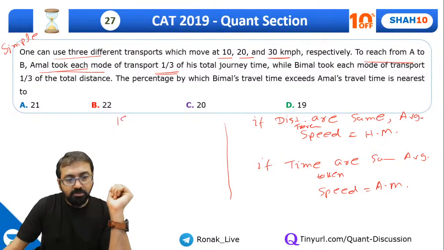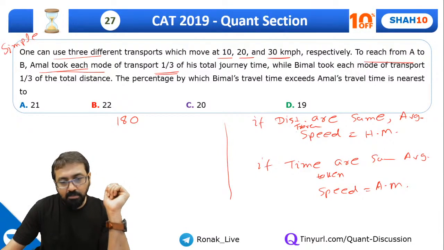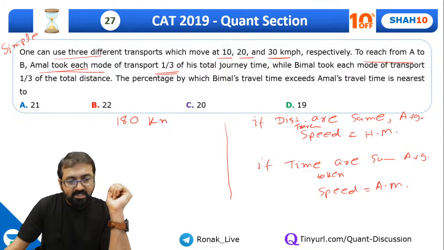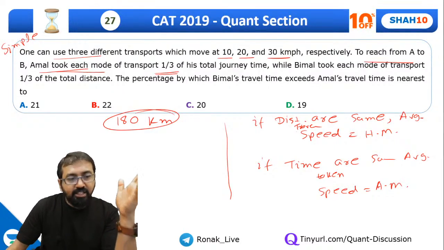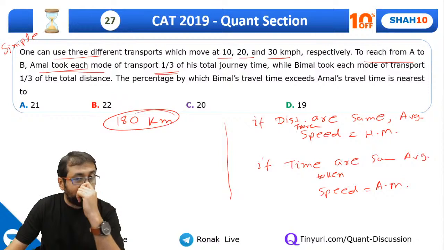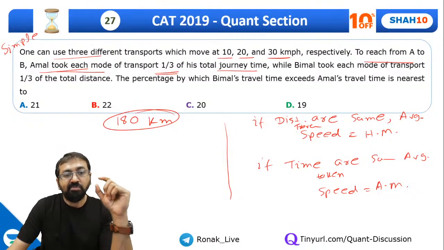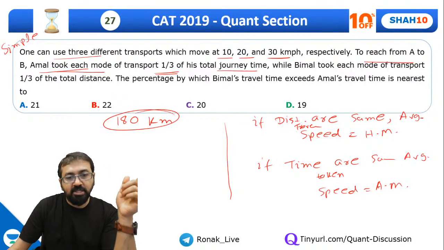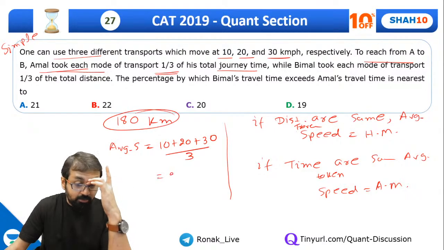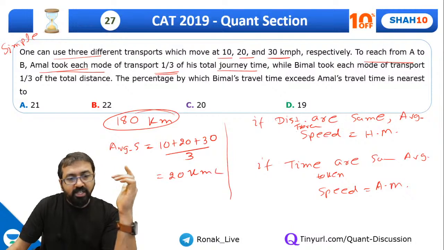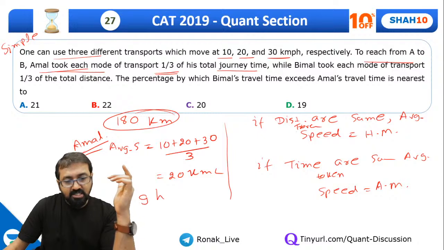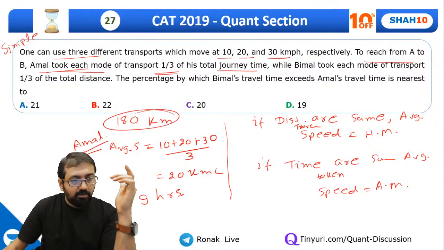So here, if I assume distance as 180 kilometer, what will be the average speed of Amal? Because Amal kept the total journey time same for each of the journey. The time was same, so average speed should be straight away 10 plus 20 plus 30 by 3. So it will come out to be 20 km per hour. So for 180 km, can I say Amal must have taken 9 hours time?